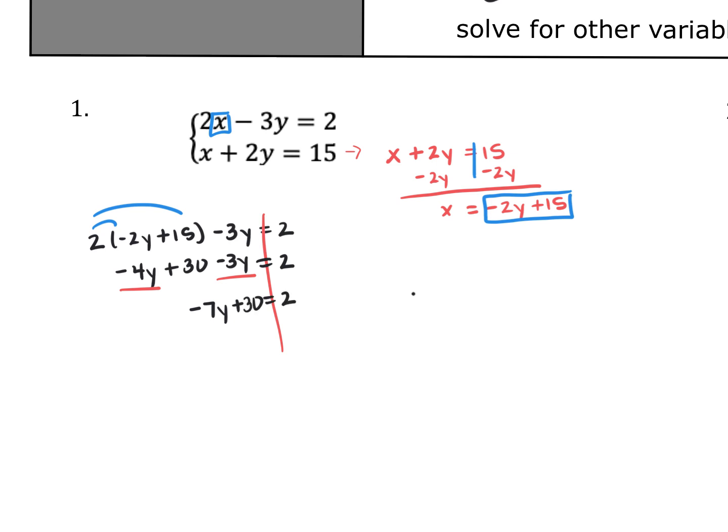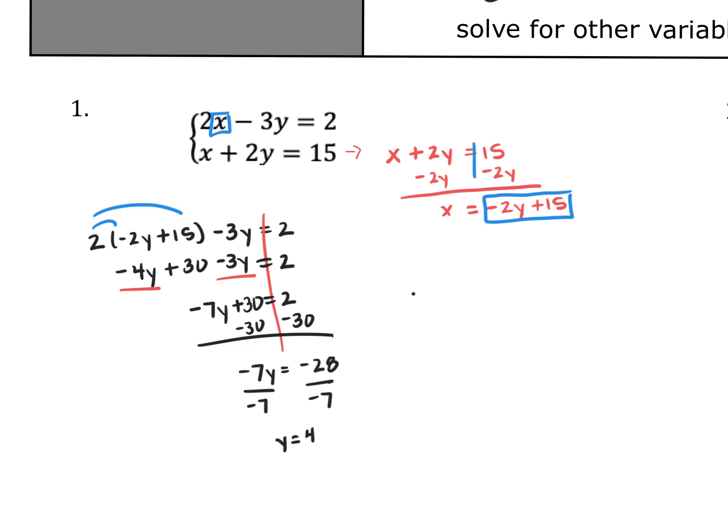Okay, if I want to get my negative 7y by itself, I'm going to subtract 30 and subtract 30. So my negative 7y is going to be equal to, if I take 2 minus 30, I get negative 28. Then I want to divide by that negative 7, divide by negative 7, and I get y equals 4.